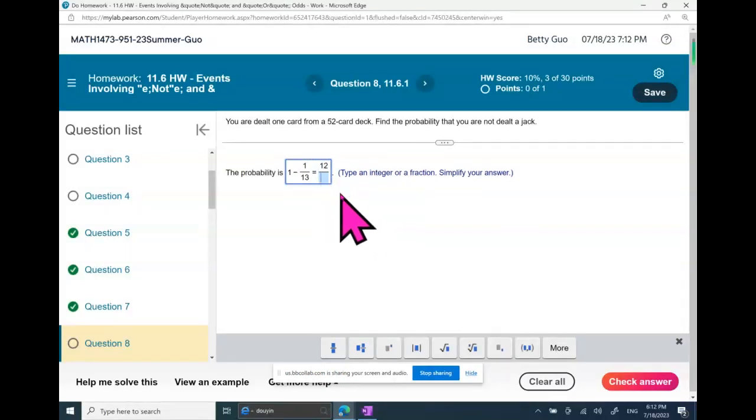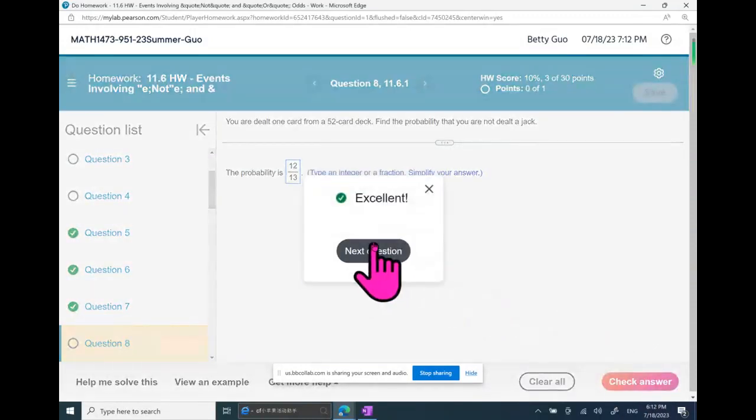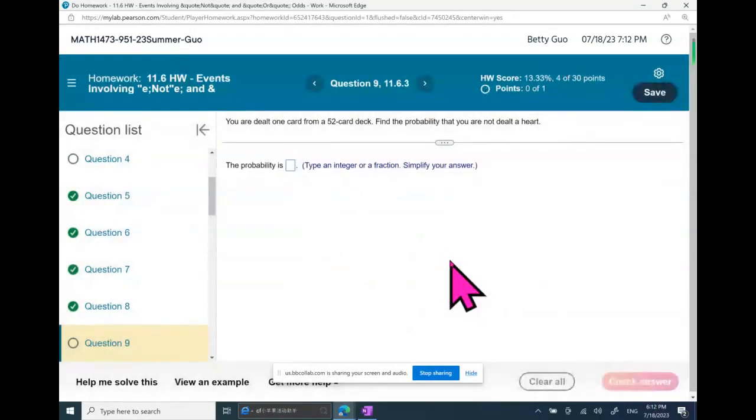Again, let me clarify. I enter a lot of stuff in the cell, but I also remember to remove those. I enter the process in the cell to demonstrate the process. But for getting a point, you cannot leave those in. It's a robot, so you have to delete those. Type an integer or a fraction, simplify your answer. Okay, next. So far so good, guys.